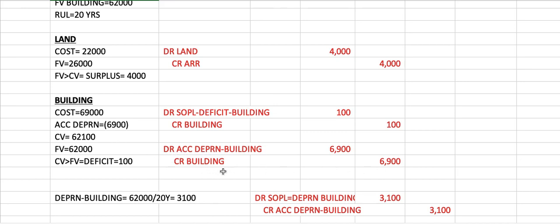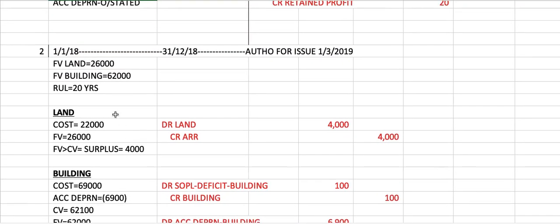Okay, and then the question moves on, saying that the company provides depreciation on PPE, building straight line method. So we look at building here. After you revalue, of course, you will compute the depreciation based on the revalued amount. The revalued amount of the building is 62,000.